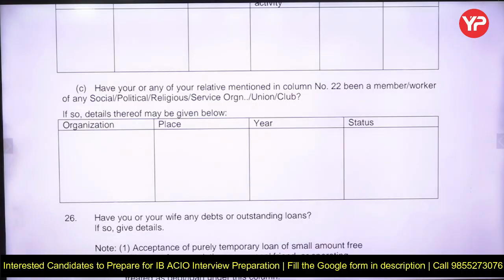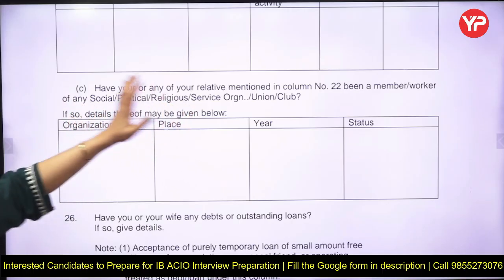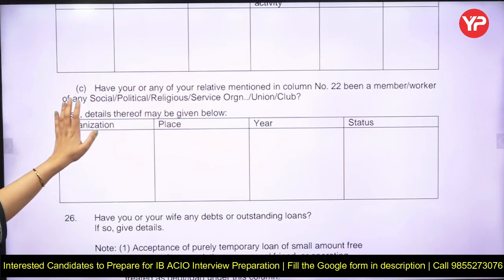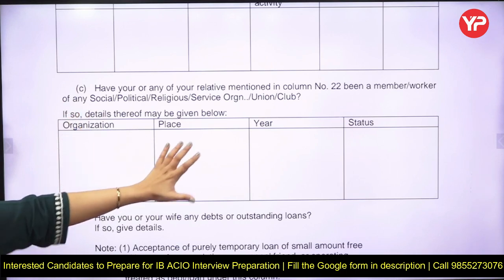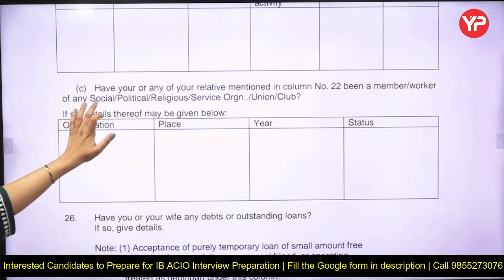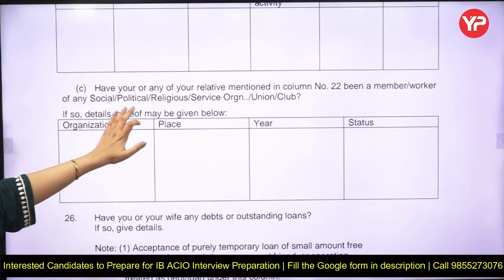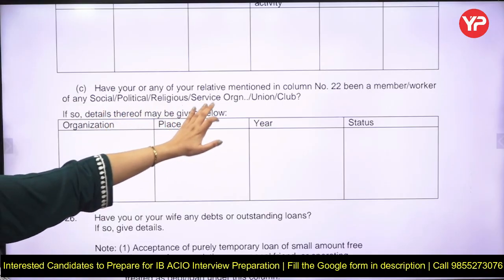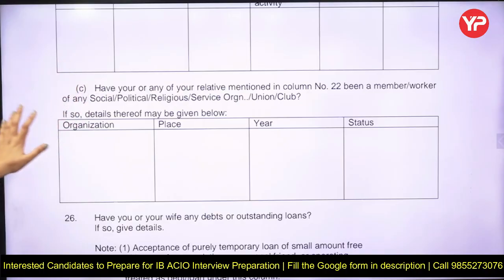Have you or any of your relatives in column 22 been a member or worker of any social, political, religious, service organization, union, or club? If you or any relative has been a member or worker of any of these, similar to the question above, you have to give every detail regarding it. It could be a social, political, religious, or service organization, union, or club. It is a long list, so make sure you are very well aware of it.